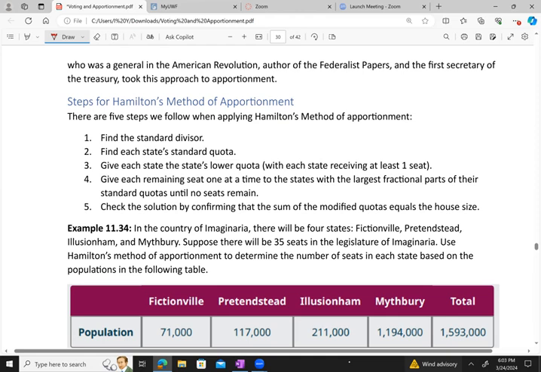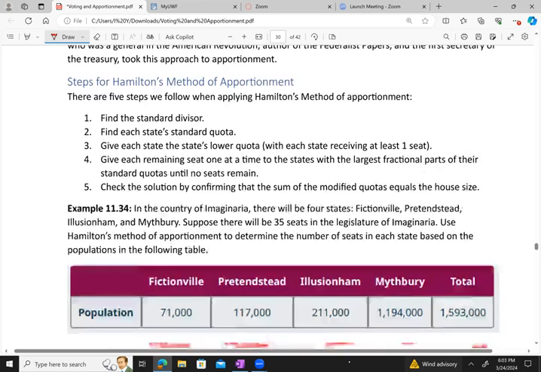Give each state the state's lower quota, with each state receiving at least 1. Give each remaining seat one at a time to the states with the largest fractional parts of their standard quotas until no seats remain. Check your solution by confirming the sum of the modified quotas equals the house size.